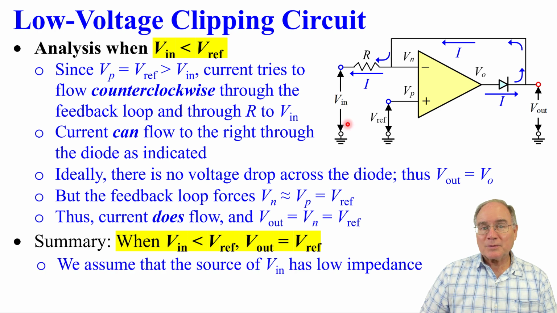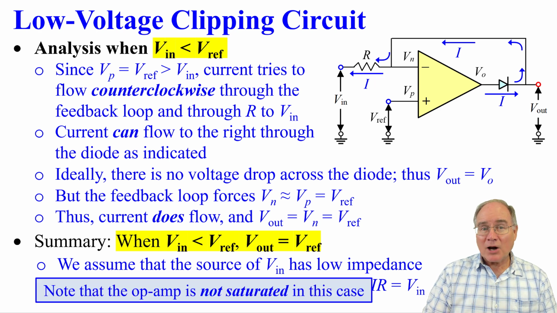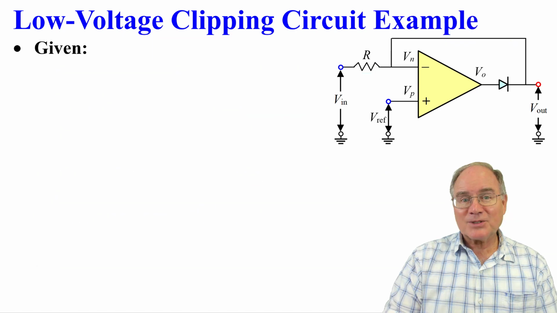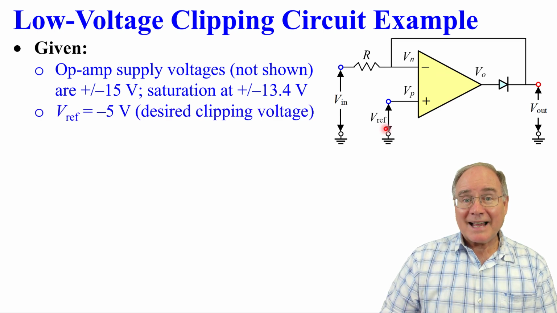We also assume that the circuit providing this input voltage has low output impedance, so we can apply Ohm's law through this resistor to calculate the current. And I note that the op-amp is not saturated in this case. Let's do an example. Suppose our op-amp supply voltage is plus or minus 15 volts, which we don't show in our circuit. We supply negative 5 volts as our reference voltage.